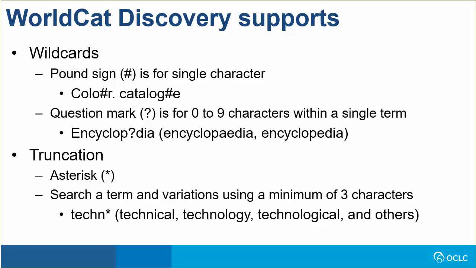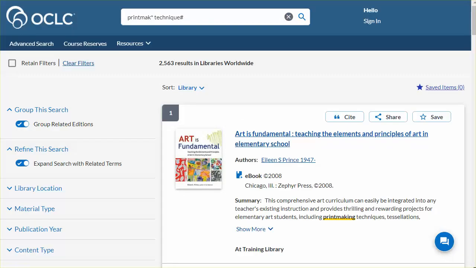WorldCat Discovery supports wildcards and truncation. Use the # or the question mark as wildcards to accommodate spelling variations. Use the asterisk to truncate a single term or phrase. Here, I have searched for the terms printmaking techniques using those truncation symbols on both terms.